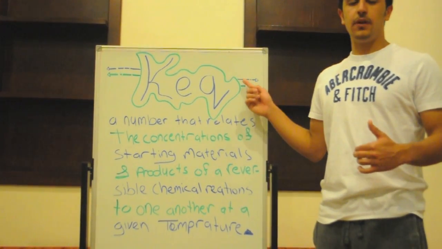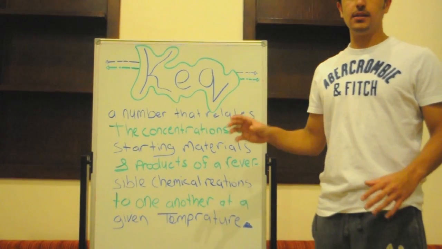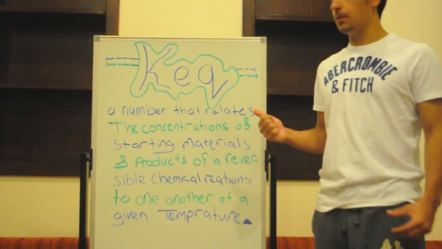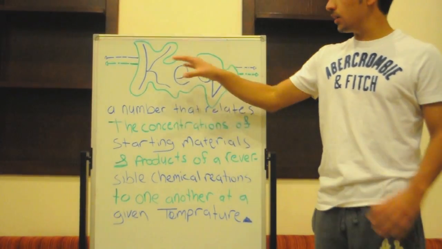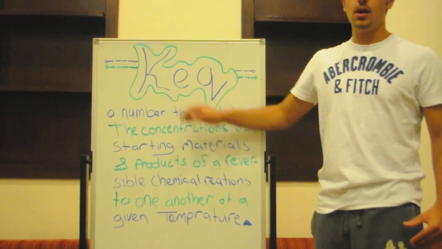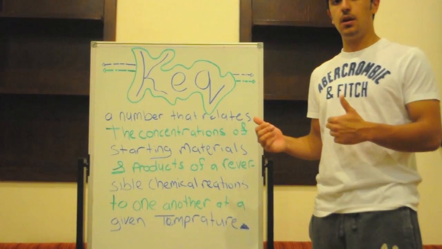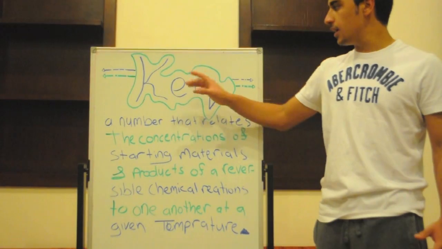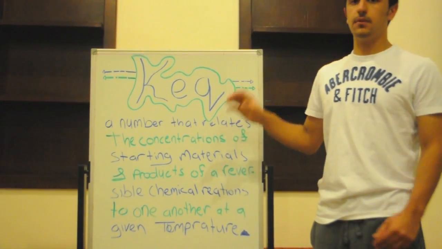How to find Keq is you take the aqueous or gas ions within a chemical reaction, and you put them according to their place within the equation. We'll explain this equation with more emphasis later on in this video, but basically it is the concentration of the products divided by the concentration of the reactants.